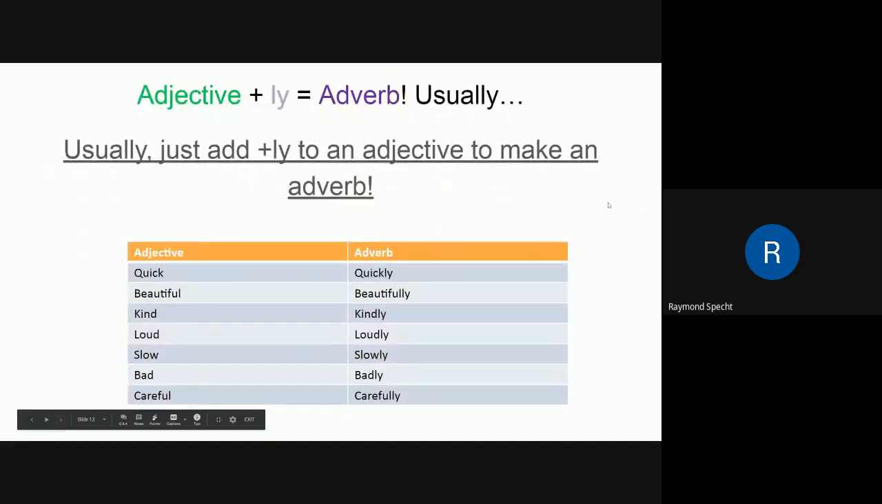All right. Adjective plus ly equals adverb, usually. Usually just add ly to an adjective to make an adverb. Take 1 minute, go through the list here, and then we will go over the words together. Try to say them to yourself for pronunciation.